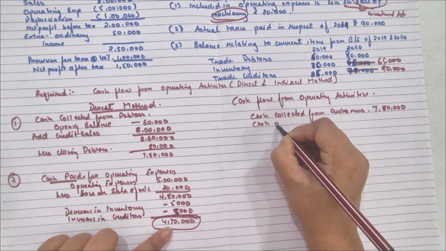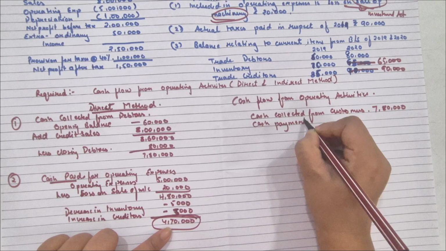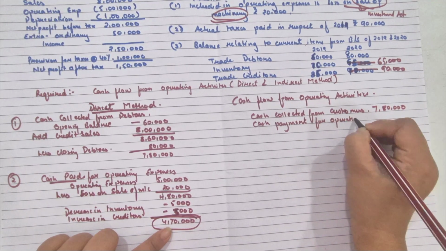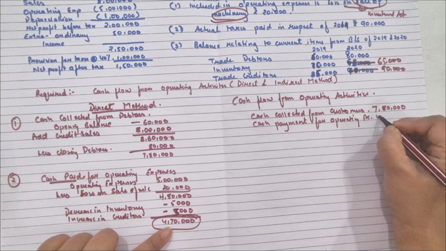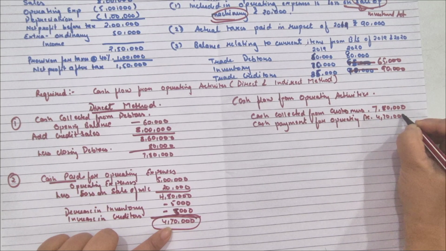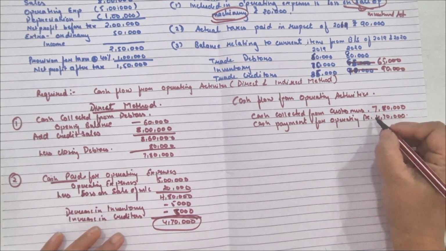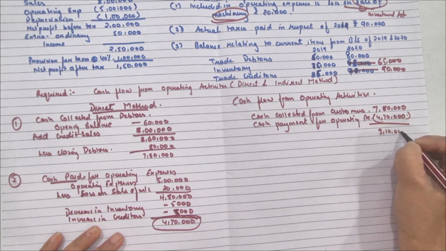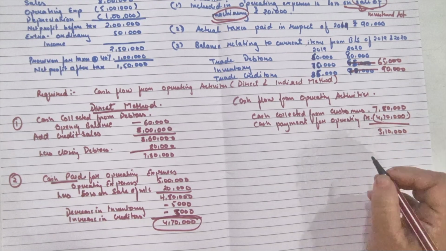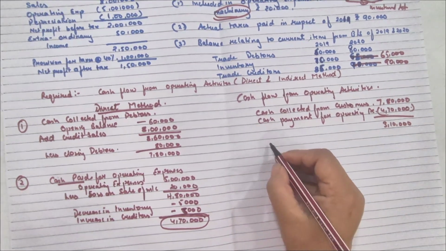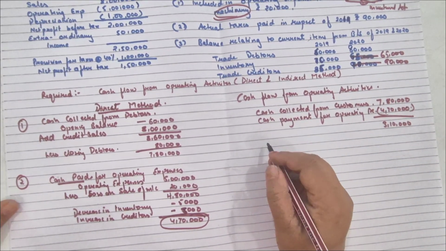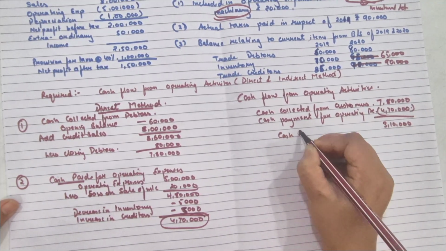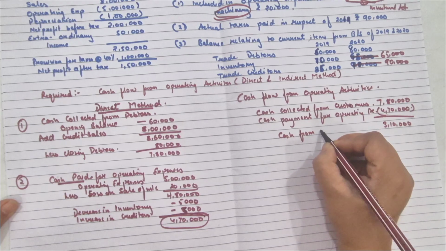So cash payment for operating activity is 4,70,000. So 3,10,000 would be the cash from ordinary operation. That will be the cash from operations.